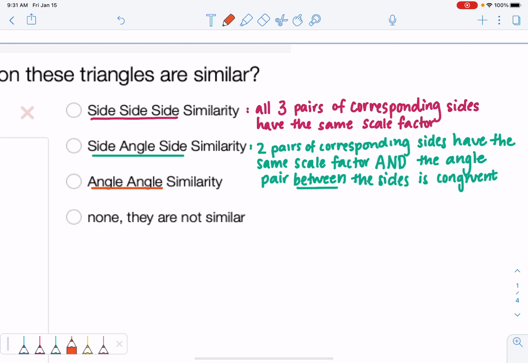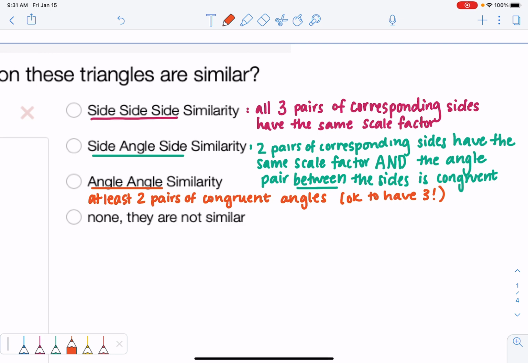Angle, angle says we have at least two pairs of congruent angles. Remember, it's okay to have three. The last option is that the triangles are not similar. So it must be one of these three or they're not similar.